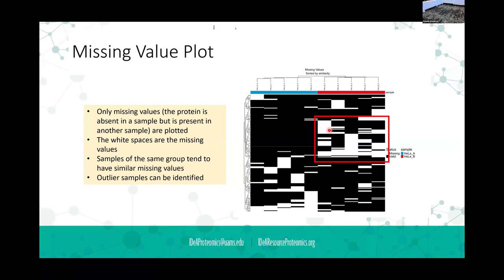So, this plot, let's say for IP experiments. In an IP experiment, the goal could be to identify proteins that are modified only in one group. So then can this kind of plot tell you that? Yeah, we're going to talk about that.